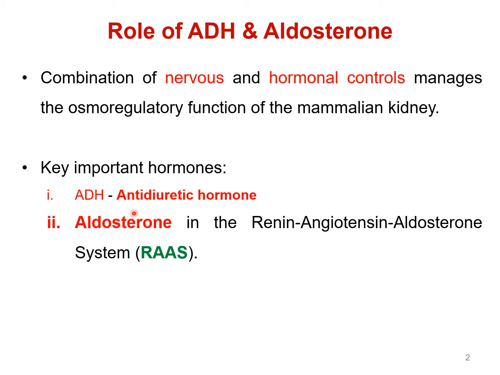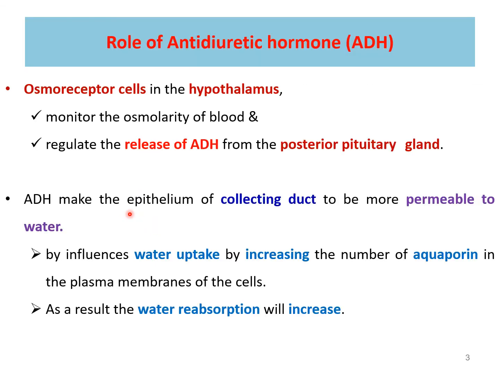To allow the aldosterone to work. Okay, so in the hypothalamus, you have a set of receptor cells. We call them osmoreceptors, which monitor the osmolarity of blood. And they also regulate the release of ADH from the posterior pituitary gland.